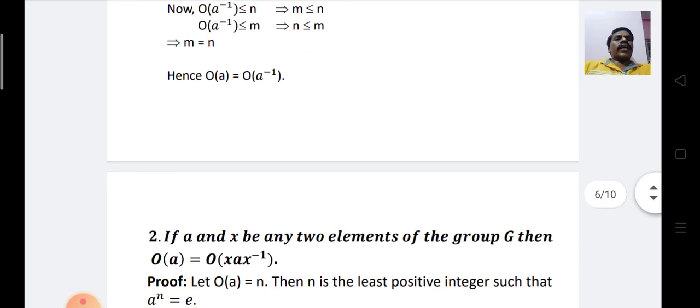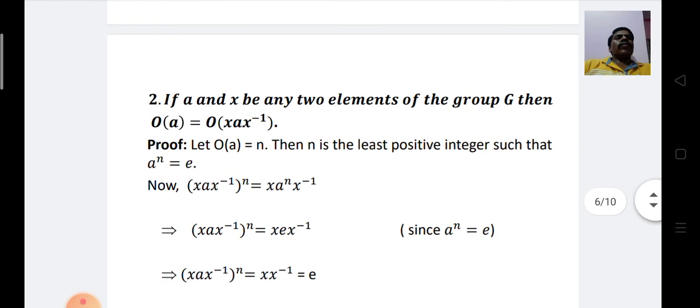Now the second theorem states that if a and x be any two elements of the group G, then order of a is equal to order of x into a into x to the power minus 1. It means that if a and x be any two elements of the group G, then order of a is always equal to order of x a x to the power minus 1, that is x inverse.